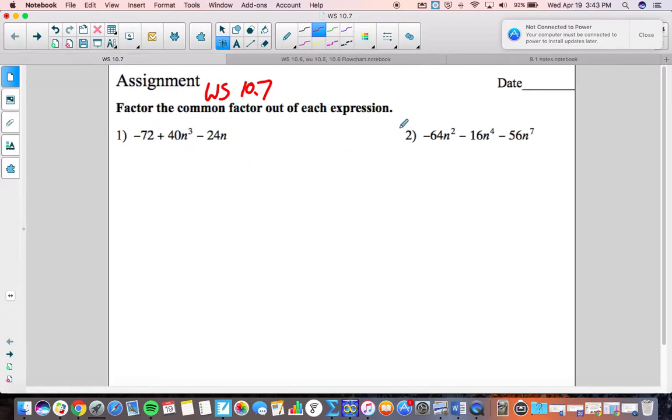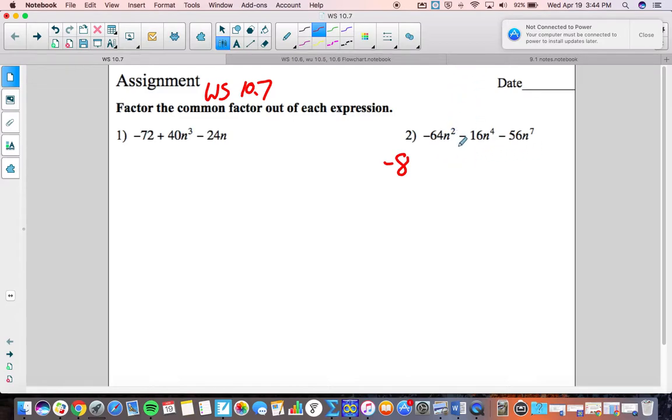So I'm going to actually skip over to number 2. Is there a number that goes into all these numbers? I believe 8 is the biggest number that goes into all of them. Yeah. So I'm going to factor out an 8, although notice they're all negative, so I'm going to factor out a negative 8. That way I have positive values in the parentheses.